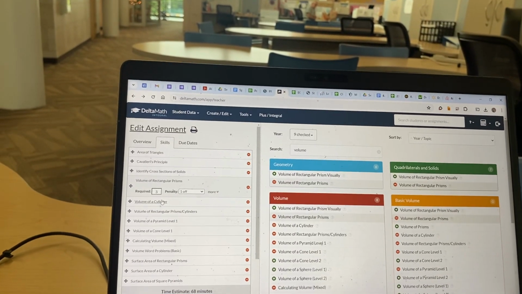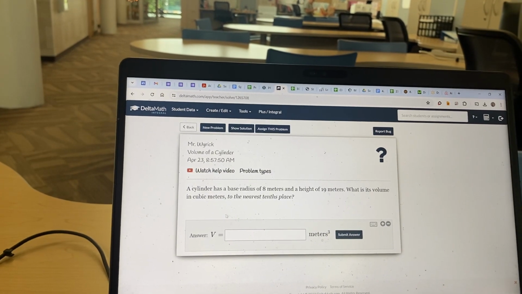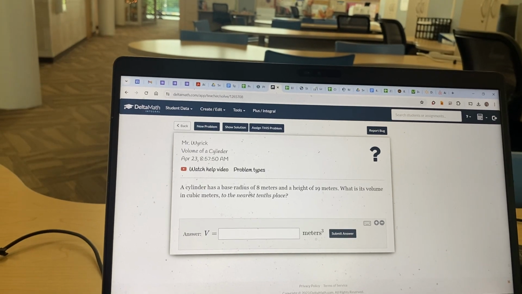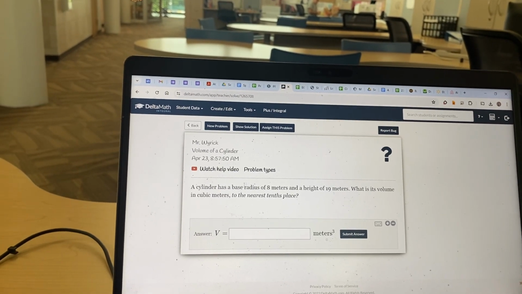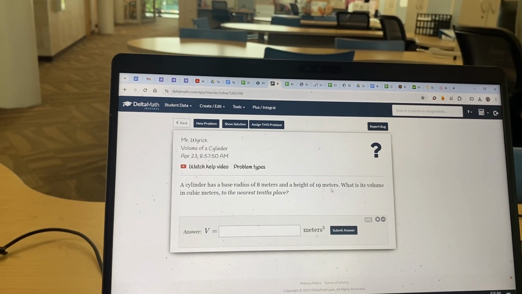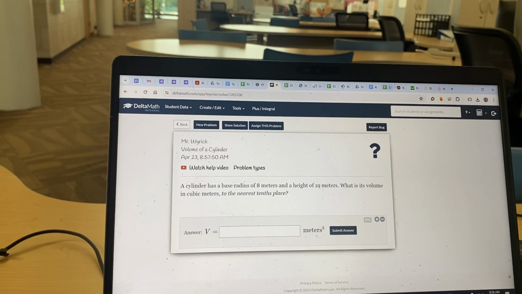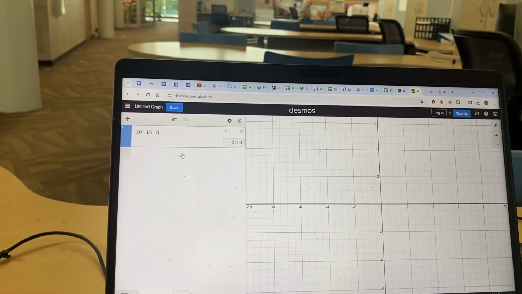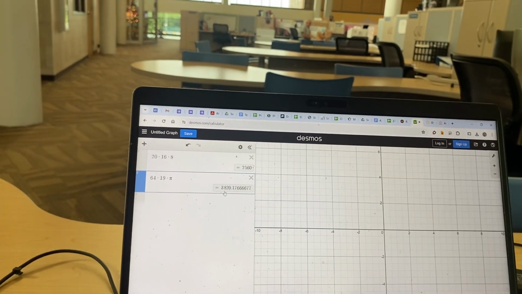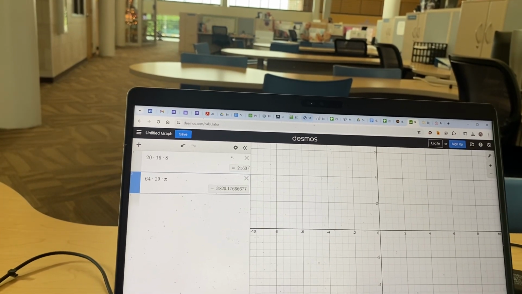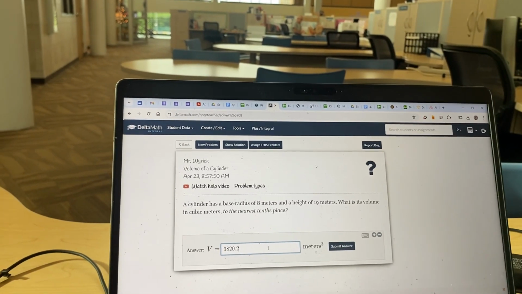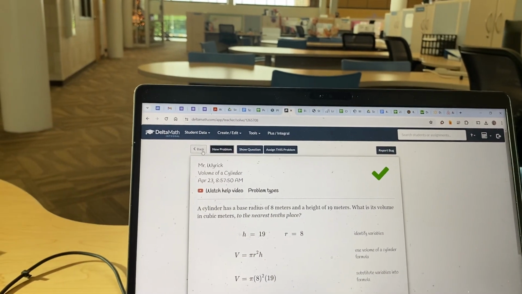So there was that. Volume of a cylinder, it's pi r squared times the height. So this one, remember, you need to square the radius. If it gives you the diameter, you need to cut that in half. So this is going to be 64 times 19 times pi, which I'm not going to try to do in my head. 64 times 19 times pi, 3,820.2. I already forgot what it was. 3,820.2, I hope. Yeah. Okay.